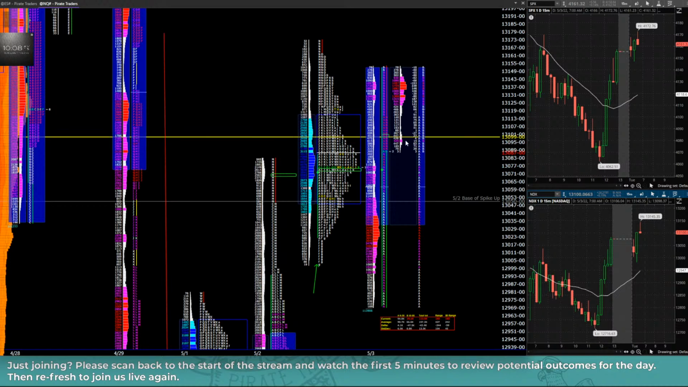So looking for the buyers to start stepping in here on the NQ if they want to get continuation to the upside.